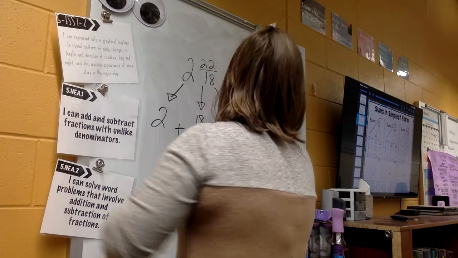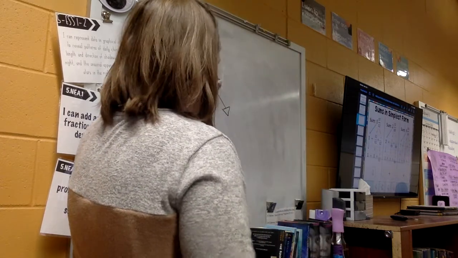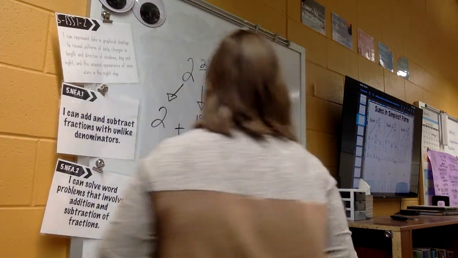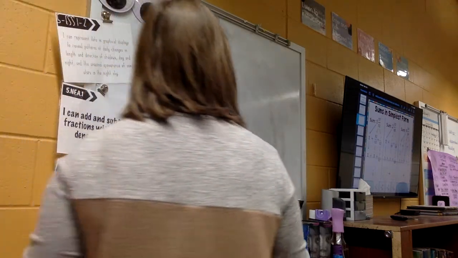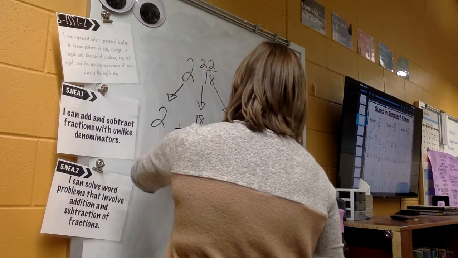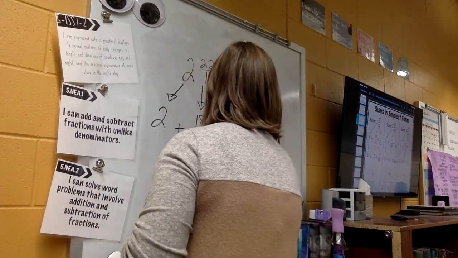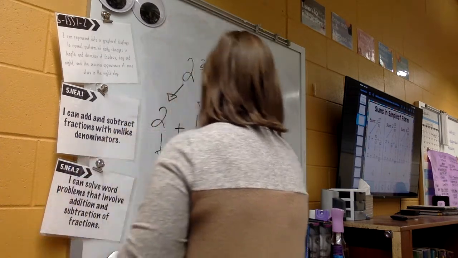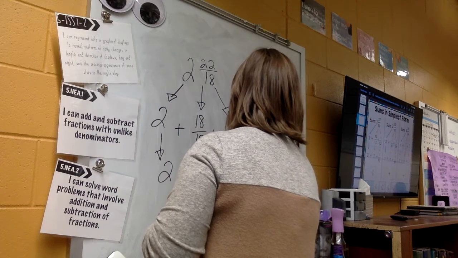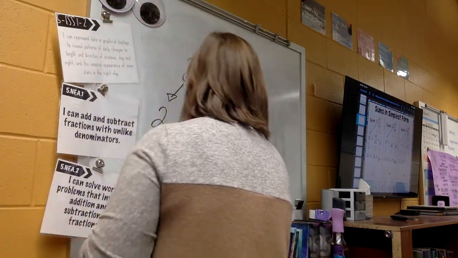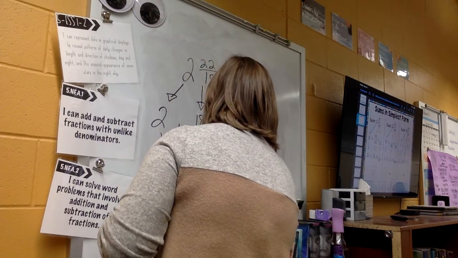So 22 minus 18 will give me what left? 4. Now I'm going to do the same thing I just did. This equals, I don't know what that was. Okay, it's supposed to be the arrow. That turns into a 1. My 2 stays the same. My fraction stays the same. So now I have 2 plus 1 is 3 and 4/18.